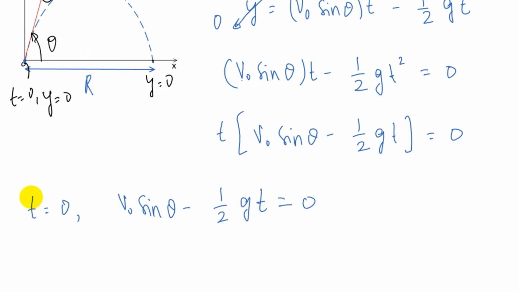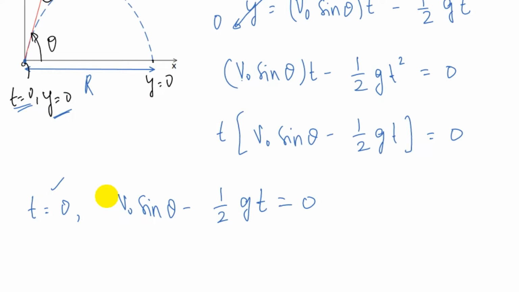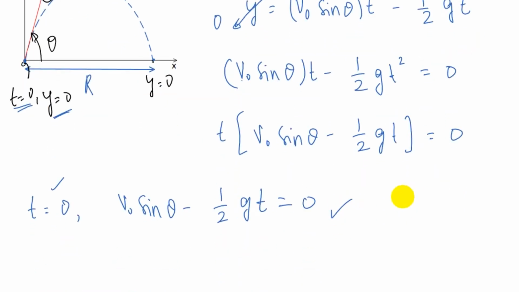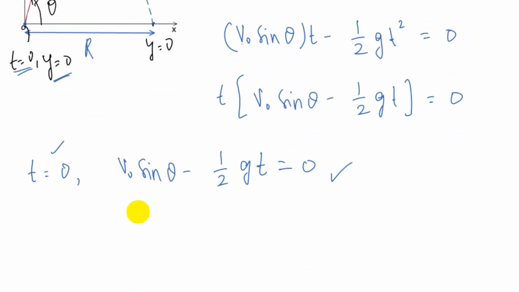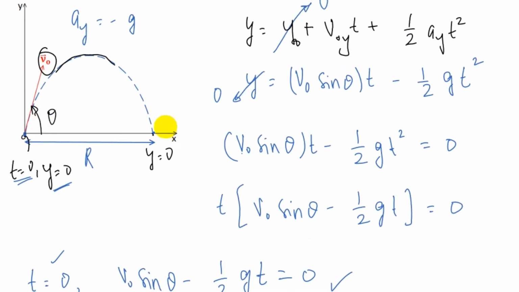Now what this t equals to 0 represents is that at t equals to 0 the elevation is 0. So this is the first time when the elevation is 0. Next, when the projectile reaches here, the elevation again becomes 0. For that we can use this equation to find that time. So from here we'll get that t is equal to 2 v0 over g times sine theta. So this is the time taken by the projectile to land after the launching.